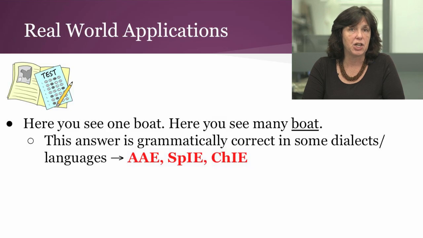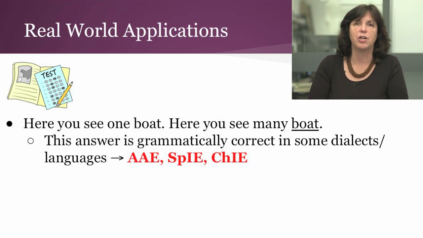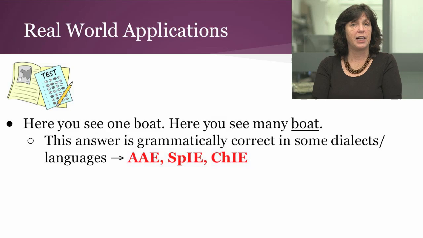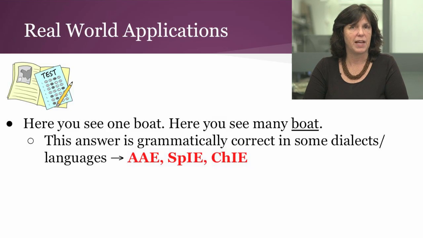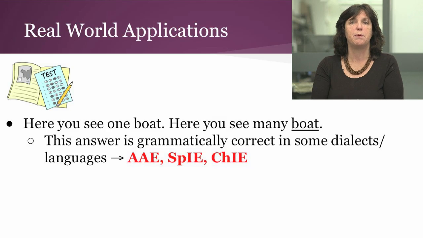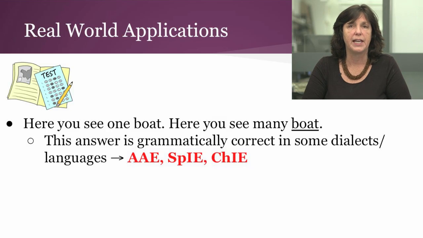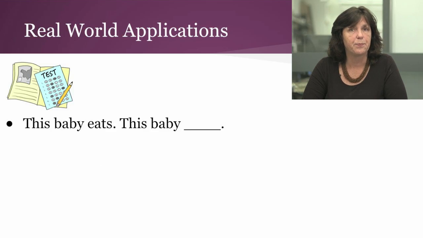So if we were assessing a child and they answered boat when we were really looking for boats, we might be tempted to identify that child as having a language disorder. However, if that child's speech community speaks one of those dialects where the plural S is not obligatory, then that child is utilizing language appropriately and in accordance with the dialect they've been exposed to. This does not demonstrate a language disorder, but rather language ability. So let's take a look at another question from one of these tests.